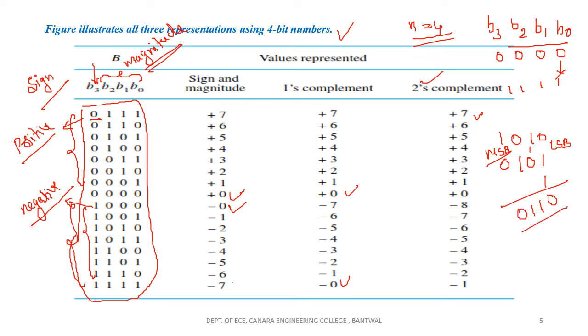So what is the number we have taken? 1010 is the number. In case of sign and magnitude, it is -2. In case of 1's complement, the same representation is -5, whereas it is 6. 110 is 6, and since it is a 2's complement, it becomes -6.